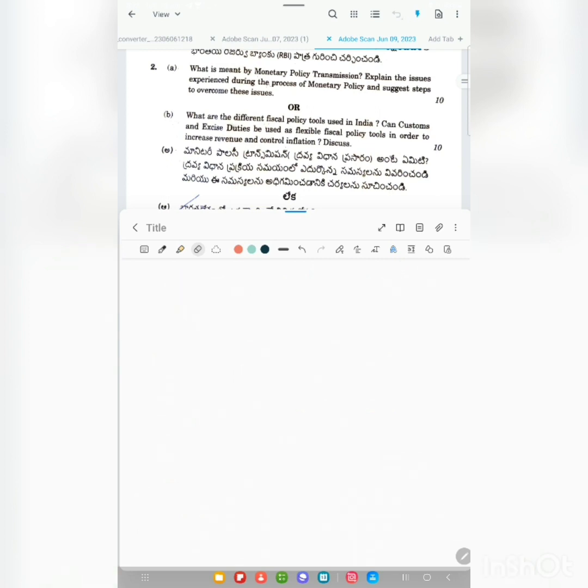So this is what I wrote. I don't know how many marks. See, some people might have chosen this question, right? They might have chosen: what are the different fiscal policy tools in India? Can customs and excise duties be used as fiscal policy tools in order to increase revenue and control inflation? See, there are too many subtopics here.